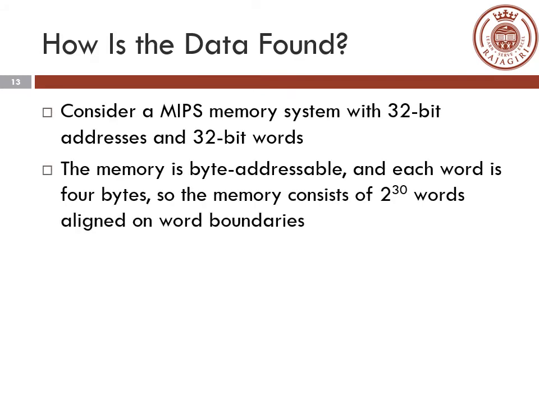Now we will take a case study. You have a MIPS memory system in which you have 32-bit addresses and 32-bit words. Since the memory is byte addressable, right now you are considering a word in this case. When you consider it in terms of words, we have 2 raised to 32 bytes, but considering words, you are going to have 2 raised to 30 words.